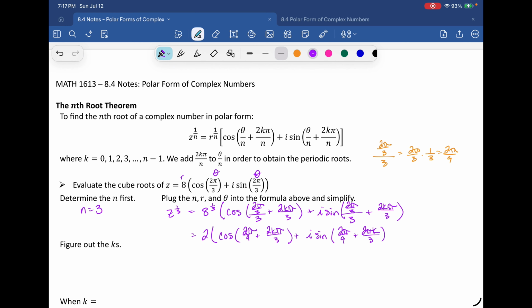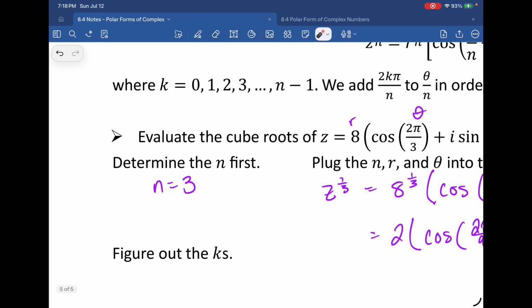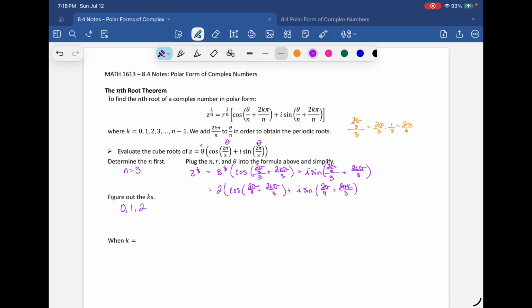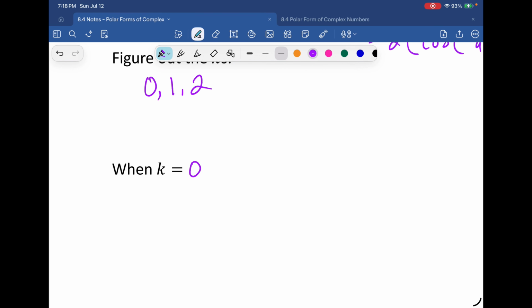Okay, the next thing we do is we figure out our k's. Now, our k's start with 0, and then we go to n minus 1. Well, our n is 3, so we'll start with 0. Well, n minus 1, 3 minus 1 is 2. Now we're going to plug stuff in. We're going to start when k equals 0.